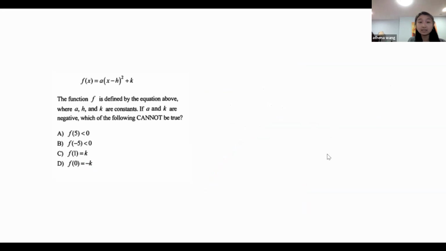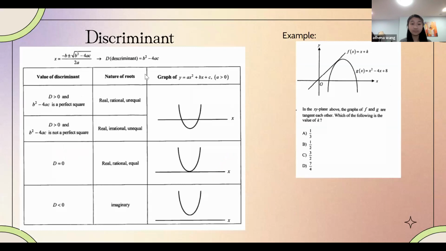Okay, so now we can look at the discriminant. From our quadratic formula, we have that the discriminant is b squared minus 4ac. If b squared minus 4ac is greater than 0 and a perfect square, we know that the roots are real, rational, and not equal. So there are two distinct roots.